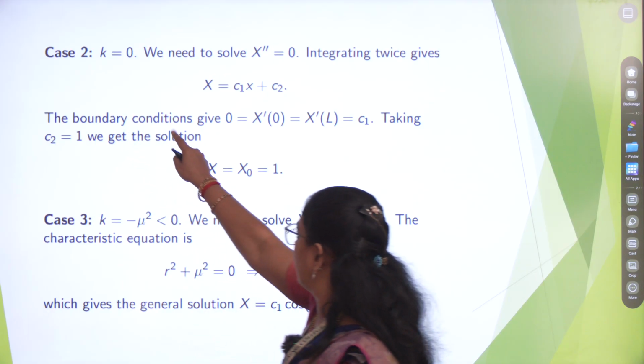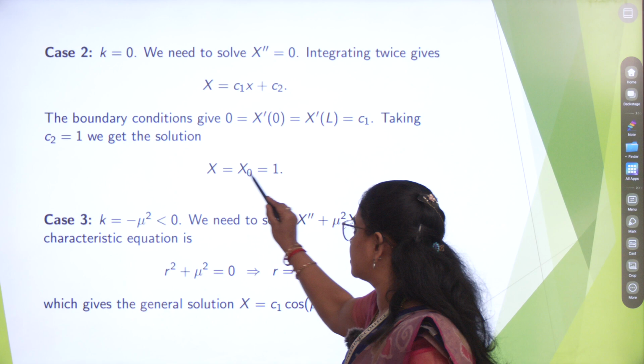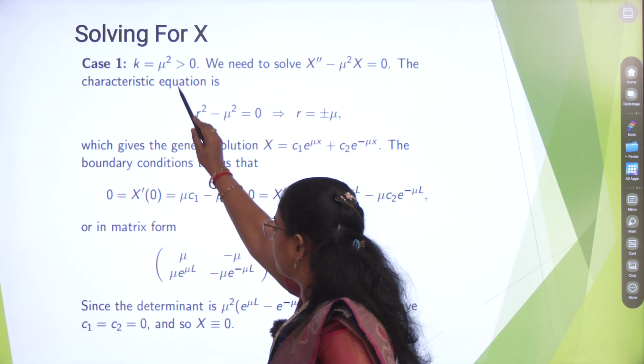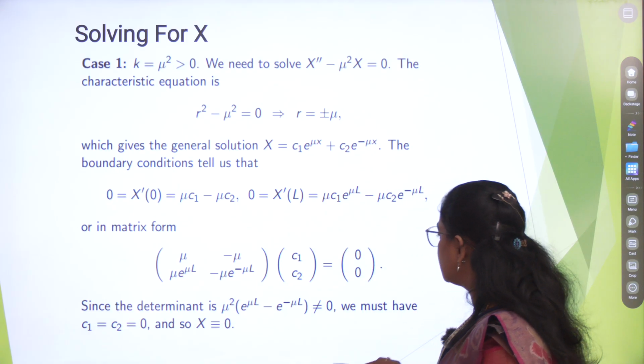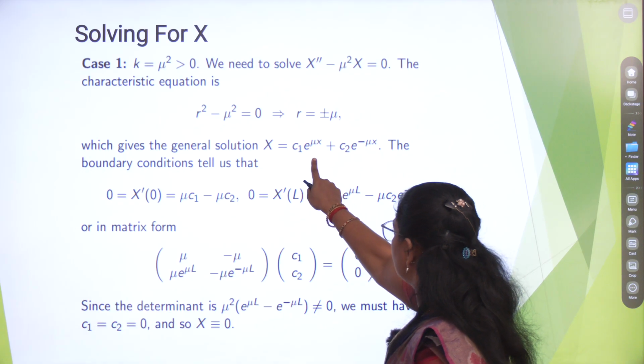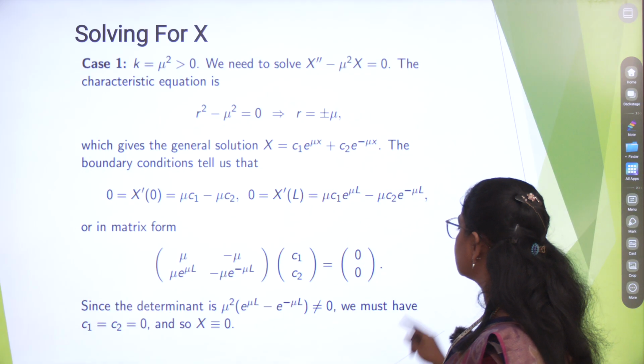Next, case 2, k equal to 0. The general solution is x equal to 1. Case 1, k equal to mu square. We get the general solution x equal to c1 e power mu x plus c2 e power minus mu x.